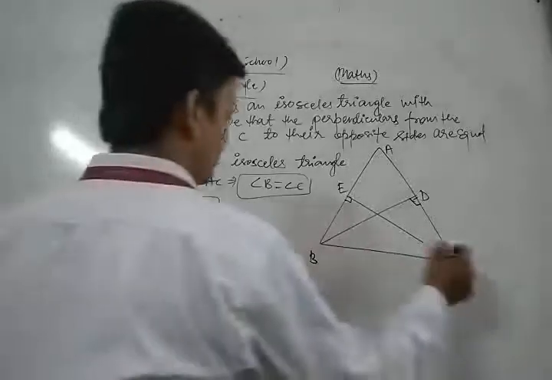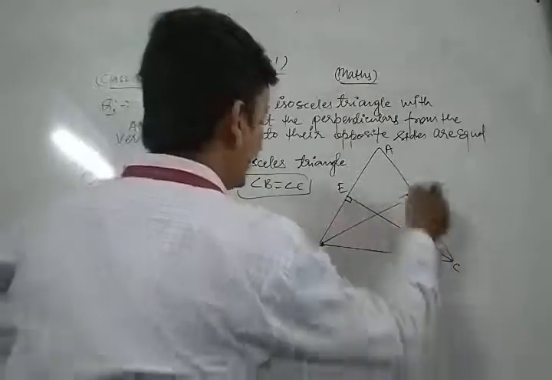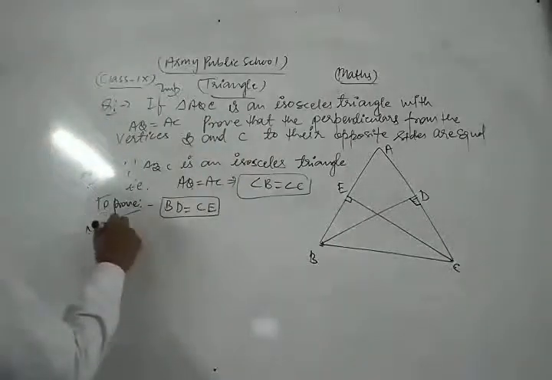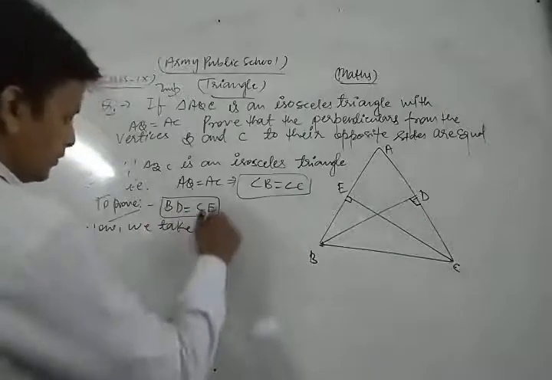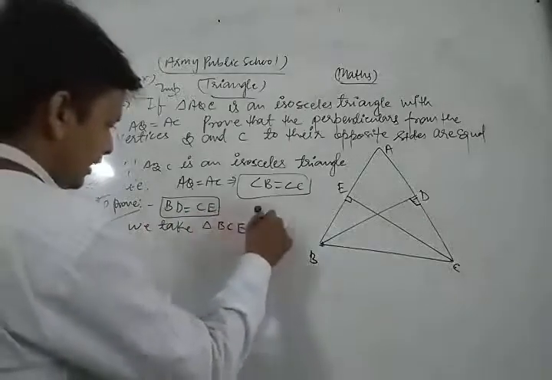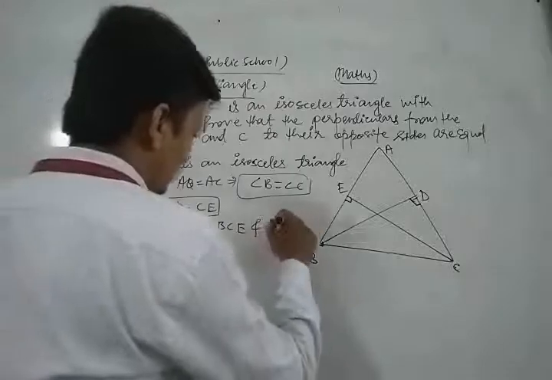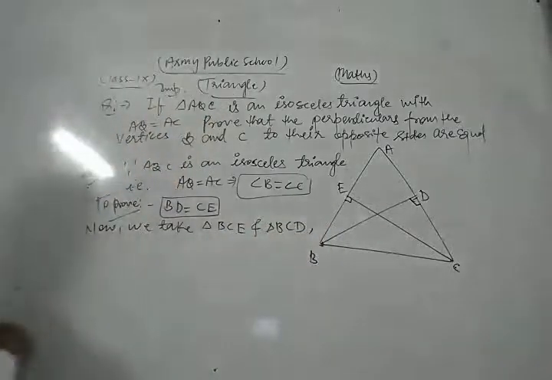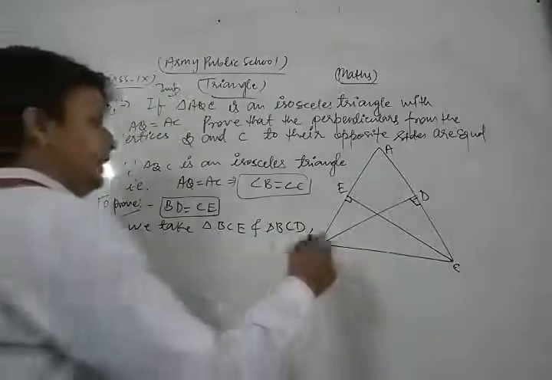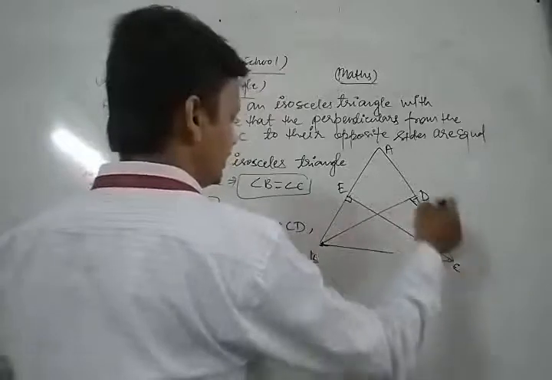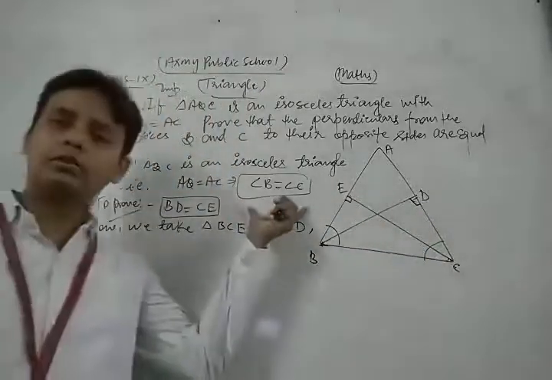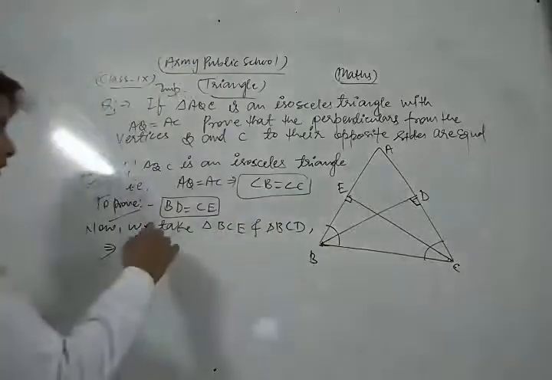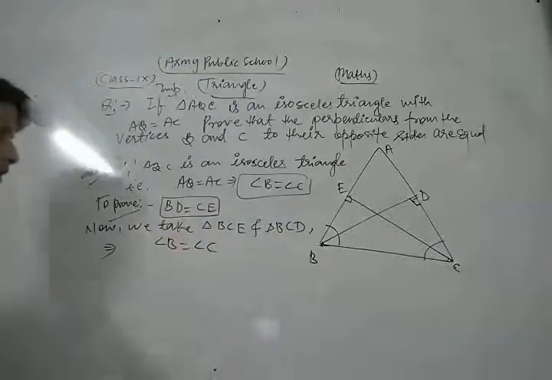Now we take triangle BCE and triangle BCD. What do we get? Let's see. In triangles BCE and BCD, angle B is equal to angle C. This is given in our question, that is, angle B is equal to angle C.